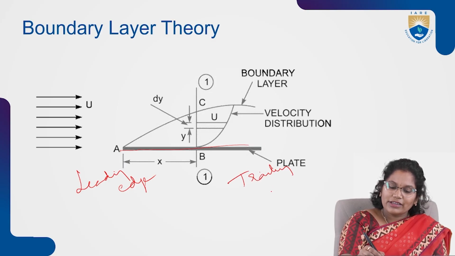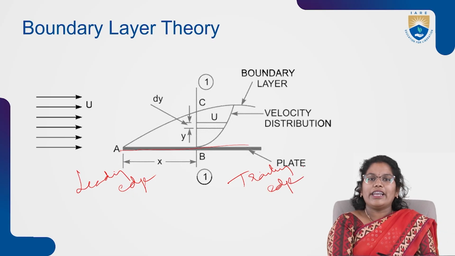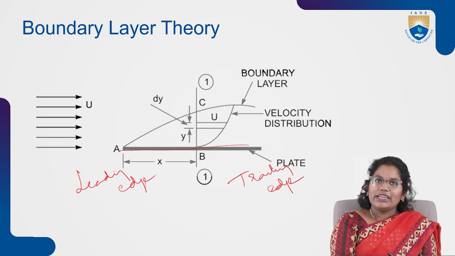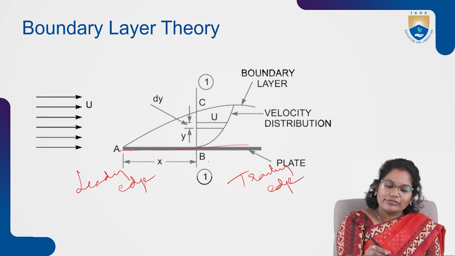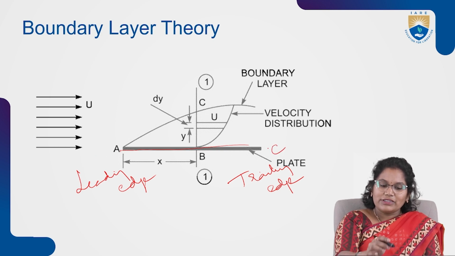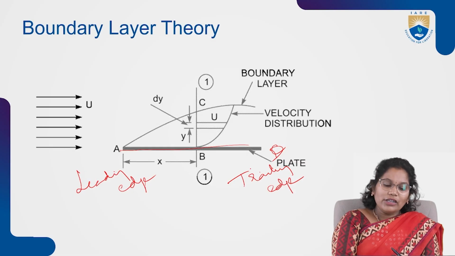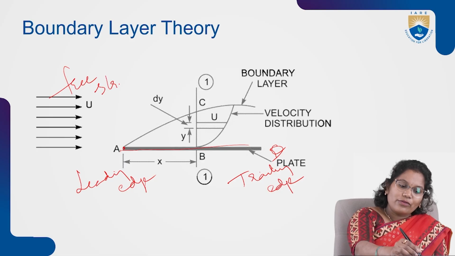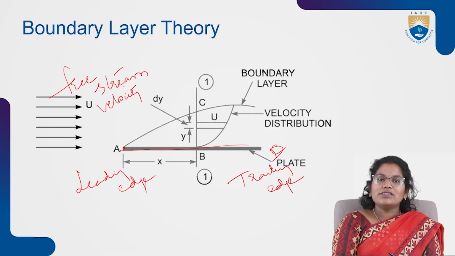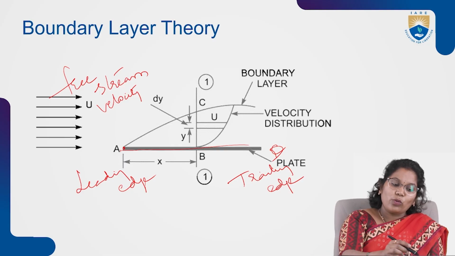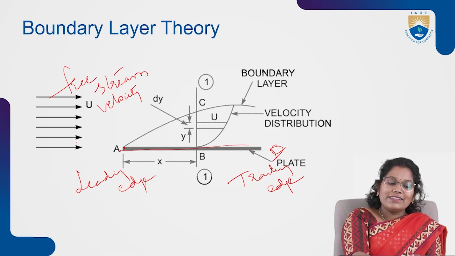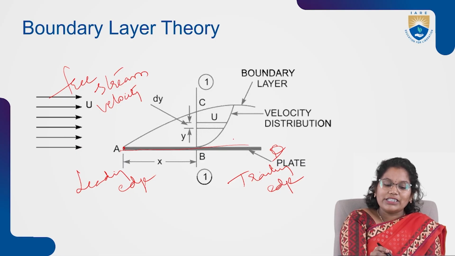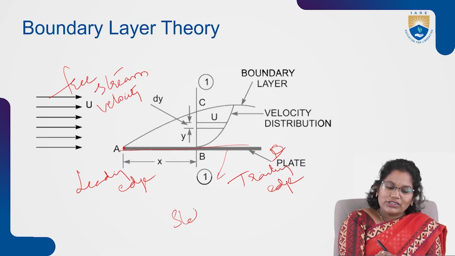This is the leading edge, and here the trailing edge. So here is A, B, let us take this point as C, and D, right? Here capital U is the free stream velocity. So when this free stream velocity fluid comes in contact with this plate, this is your stationary plate.